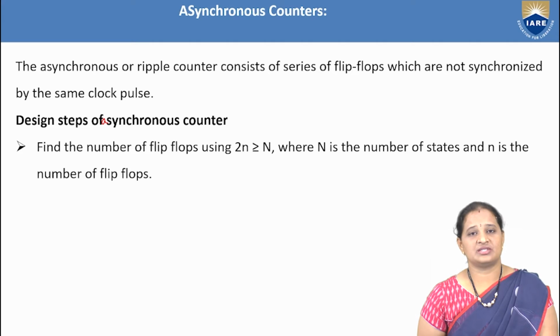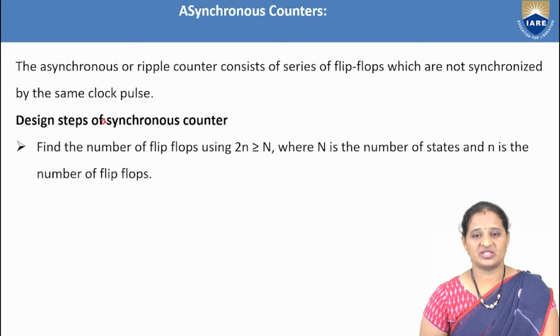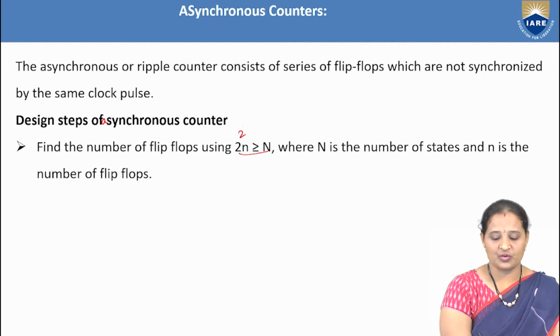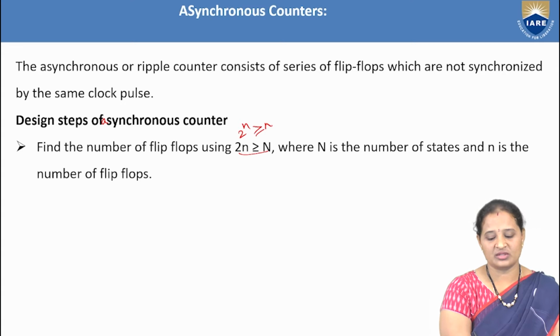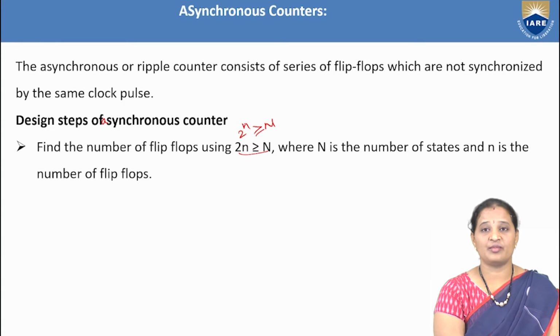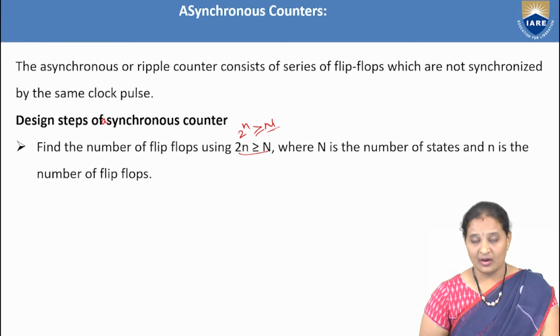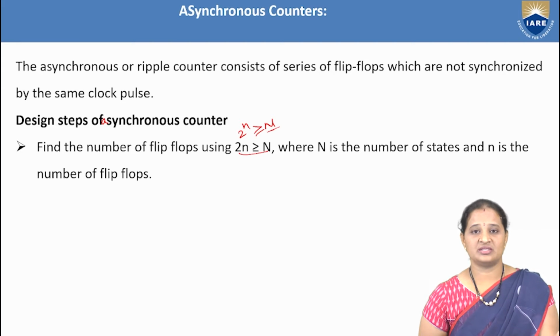So what is the first step? Similar to the synchronous counter design, we need to identify the number of flip-flops required to design a specified counter such that this condition is satisfied. This condition is 2 power n greater than or equal to N, where n is the number of flip-flops required and capital N is the number of states that the counter is going to undergo, or else the number of pulses that the counter is counting.